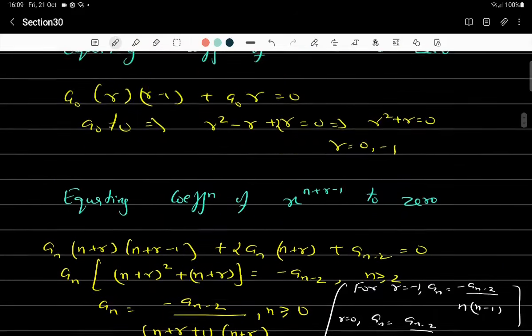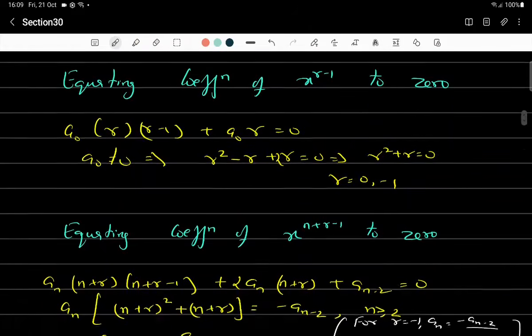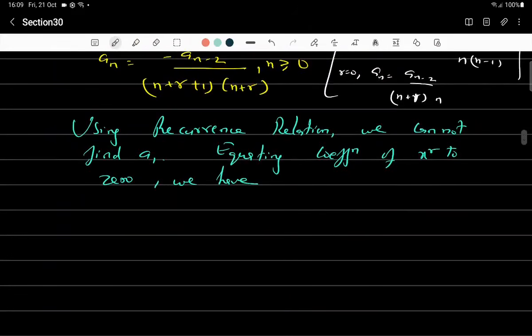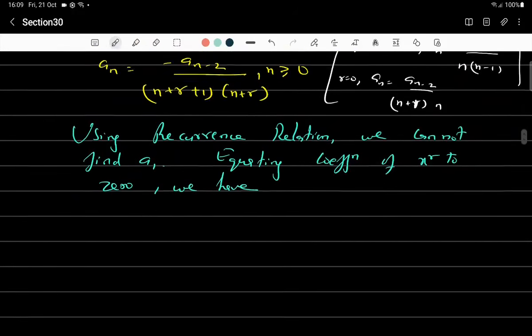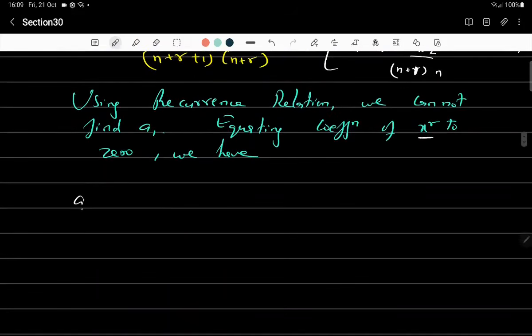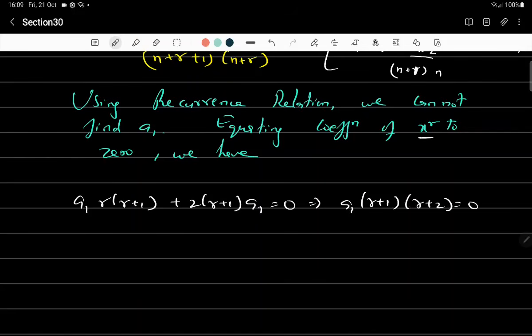So now the coefficient of x raised to power r minus 1 gives me a0. It means the coefficient of x raised to the power r gives me a1. So if you compute it, you will find a1(r+1) + 2(r+1)a1 is equal to 0, which implies a1. If you simplify it, this is how it looks.